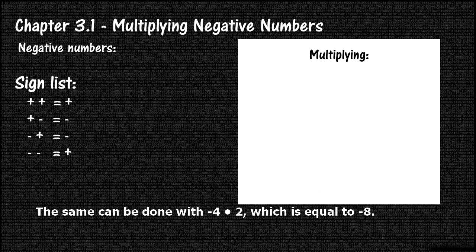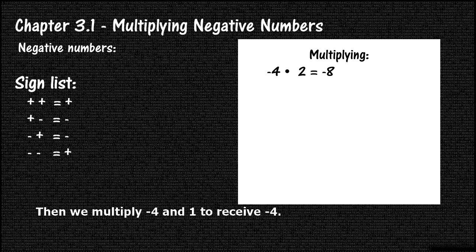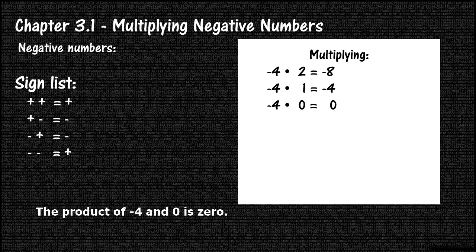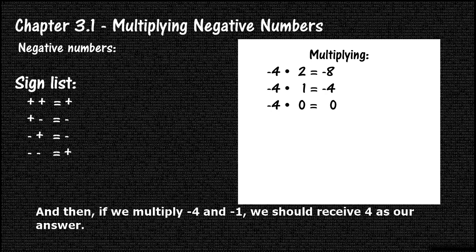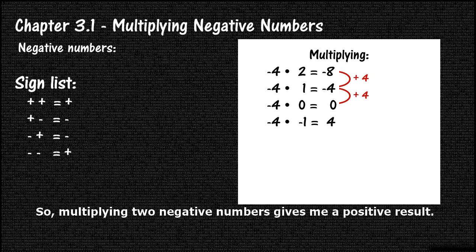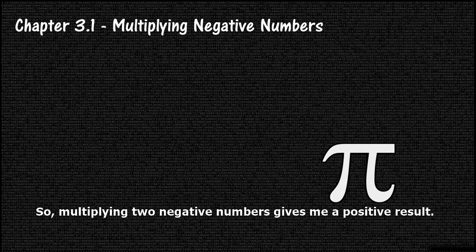The same can be done with minus 4 times 2, which is equal to minus 8. Then we multiply minus 4 and 1 to receive minus 4. The product of minus 4 and 0 is equal to 0. And then, if we multiply minus 4 and minus 1, we should receive 4 as our answer. So, multiplying two negative numbers gives me a positive result.